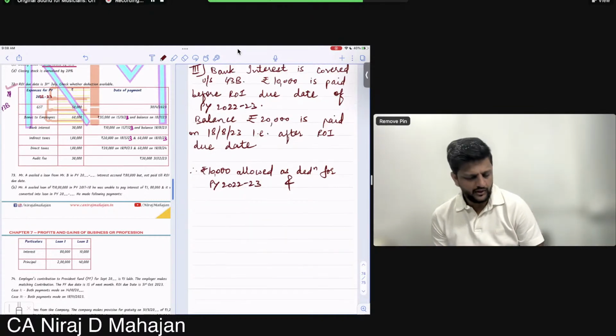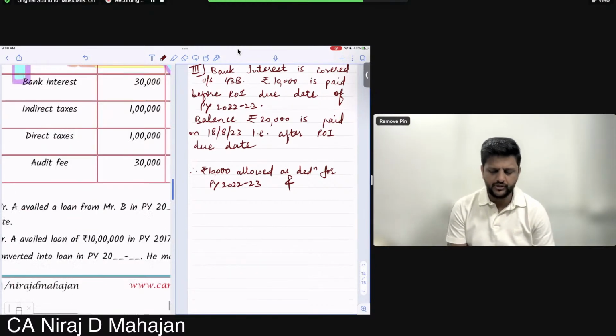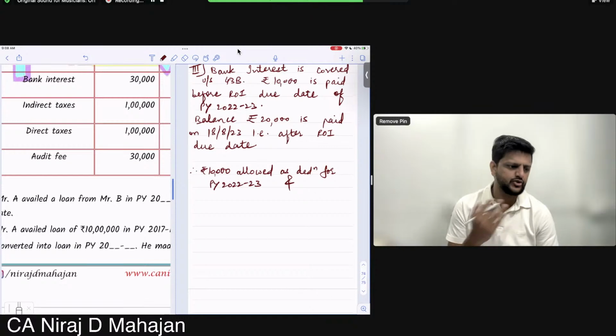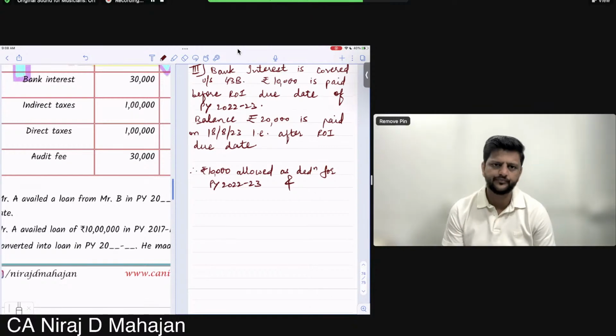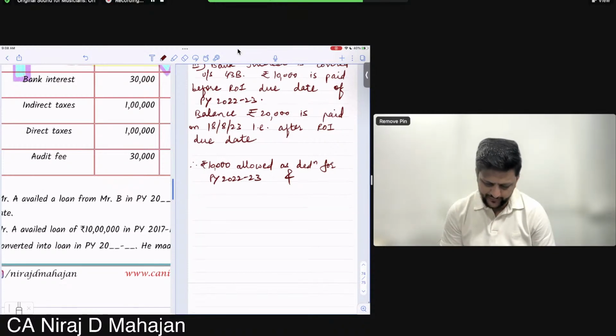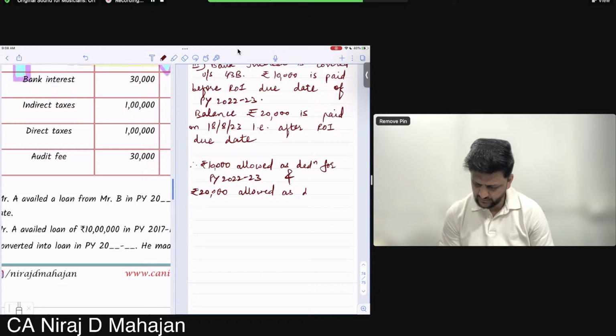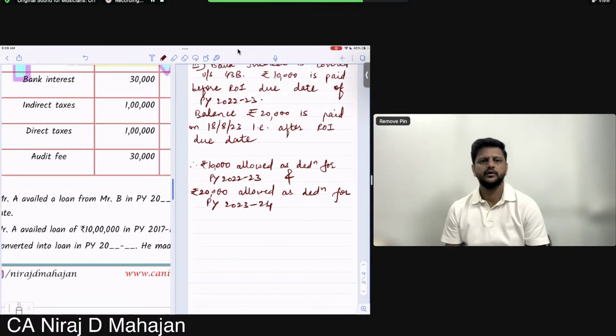See, when I said out of, my entire bank debit is how much? 30, right? So out of 30, I am allowing only 10. It means 20,000 is automatically disallowed. Clear all of you? And rupees 20,000 is allowed as deduction for which year now? Next year, 23-24. Still here all of you?